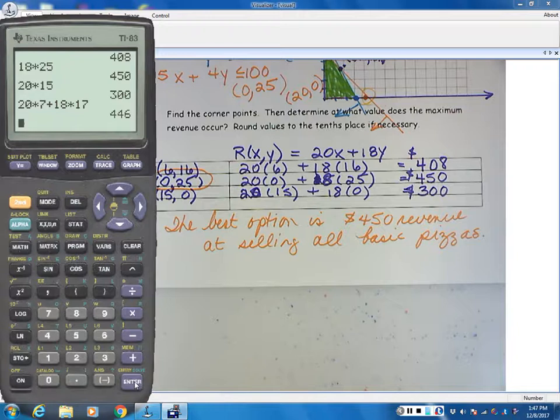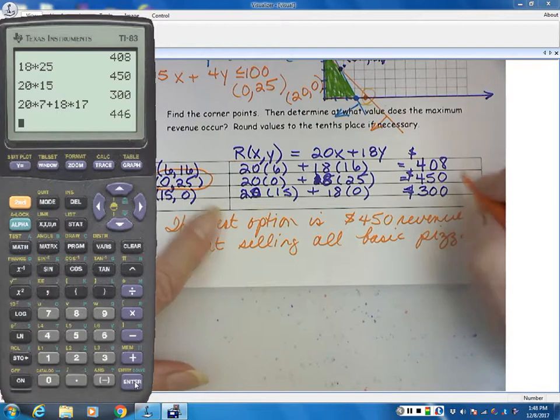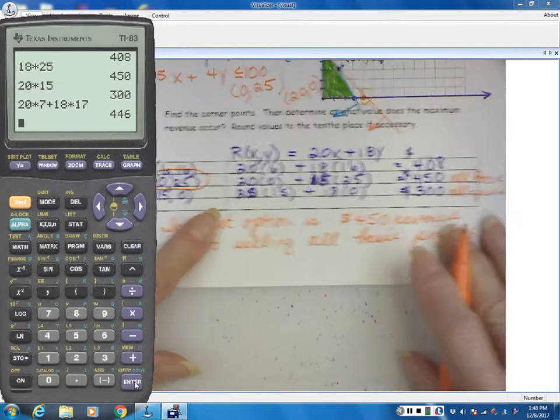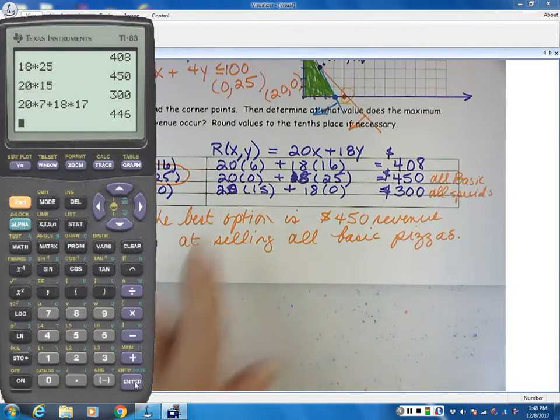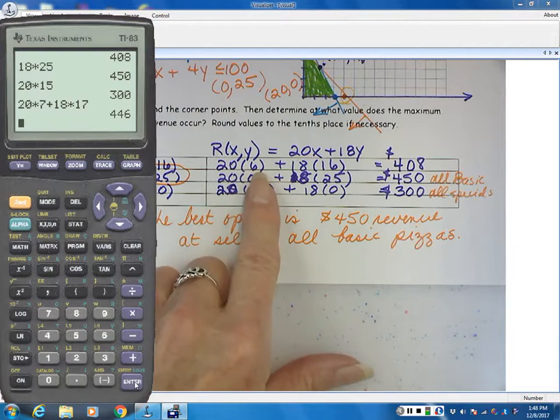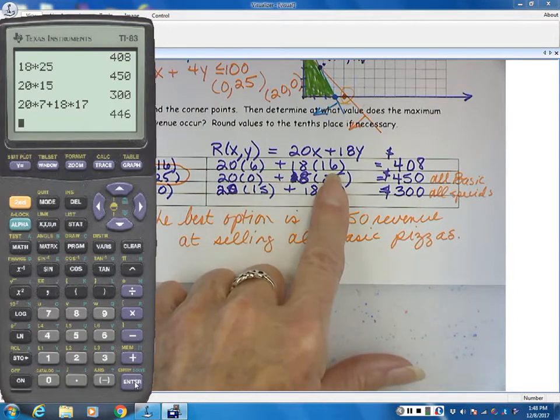So if it was like the 15 and 0, it would be the specials. So this is all basic, and this is all specials, and the top will be both. And the top ones are where you're making a few specials and more basics.